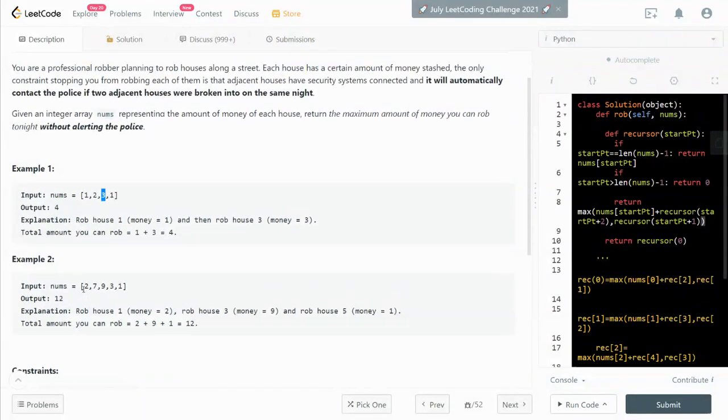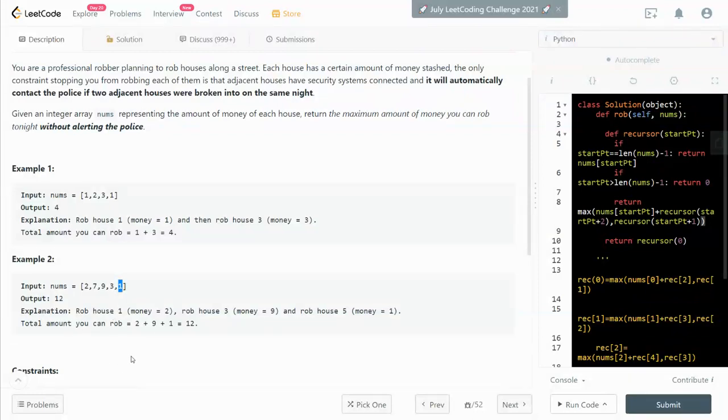In the second example, there are many cases, and among all of them, if we rob house number 1, house number 3, and house number 5, that will give us the highest amount of money.